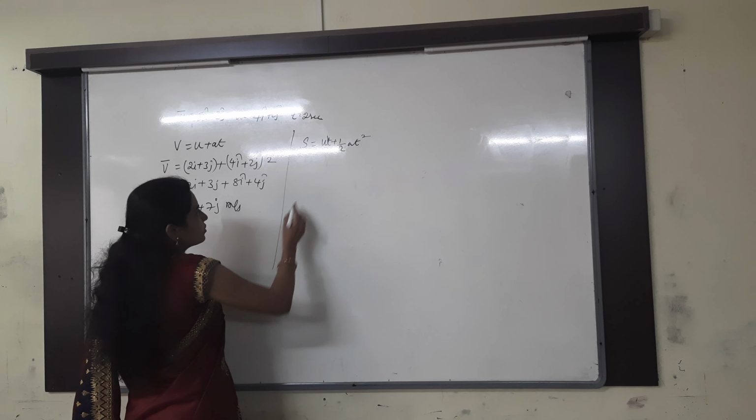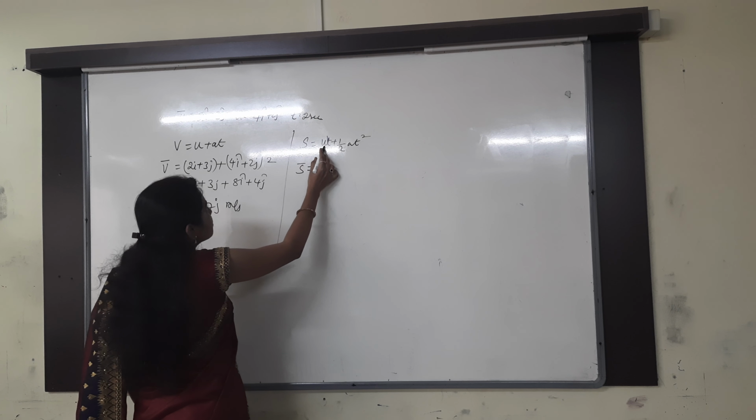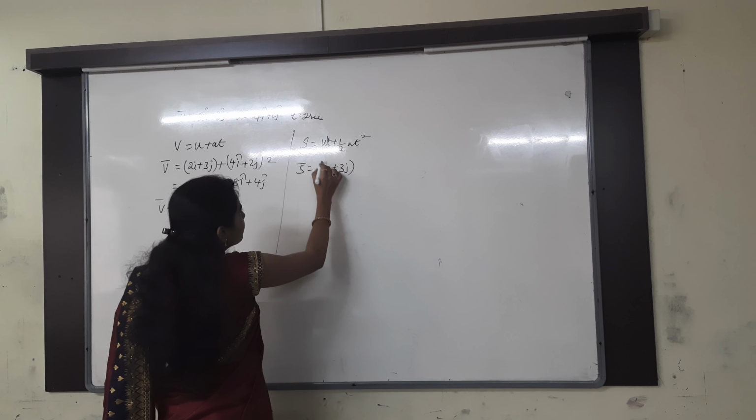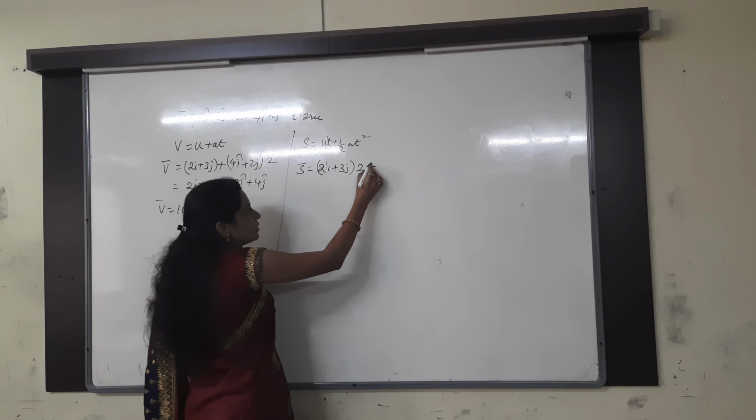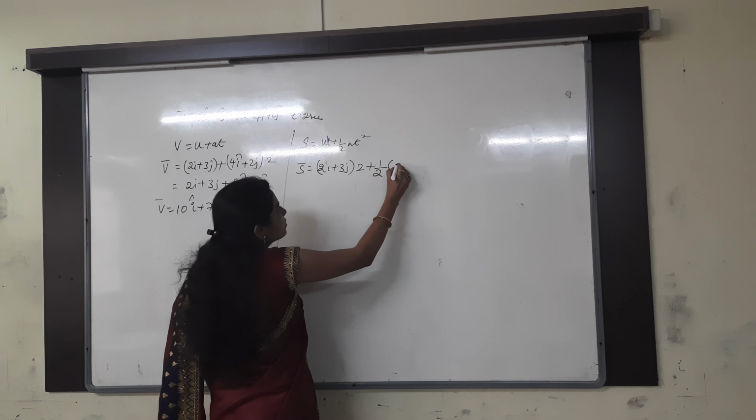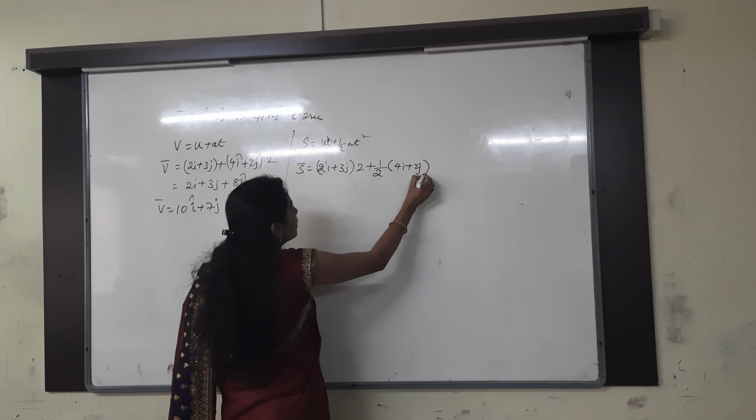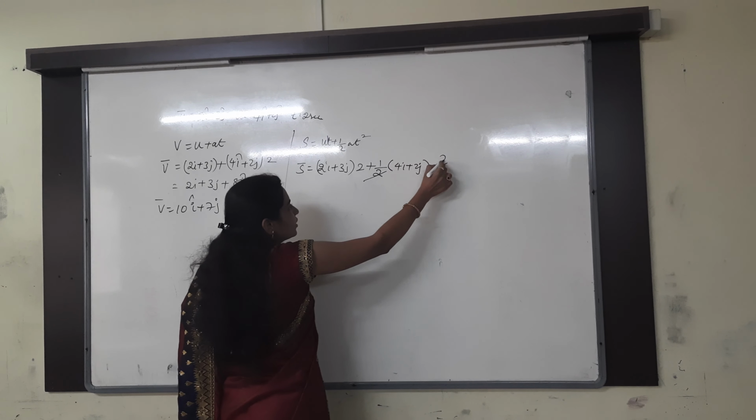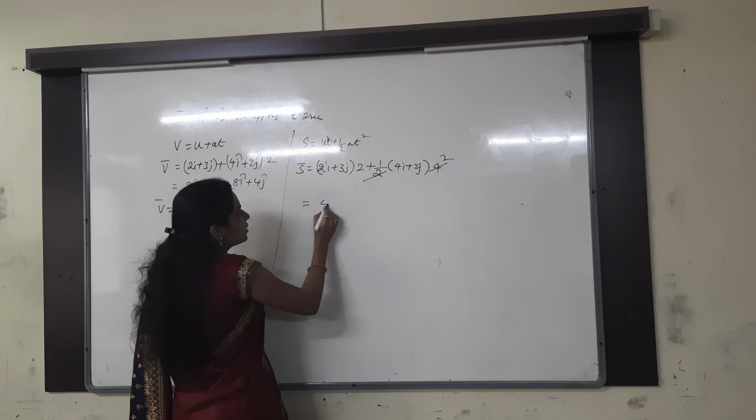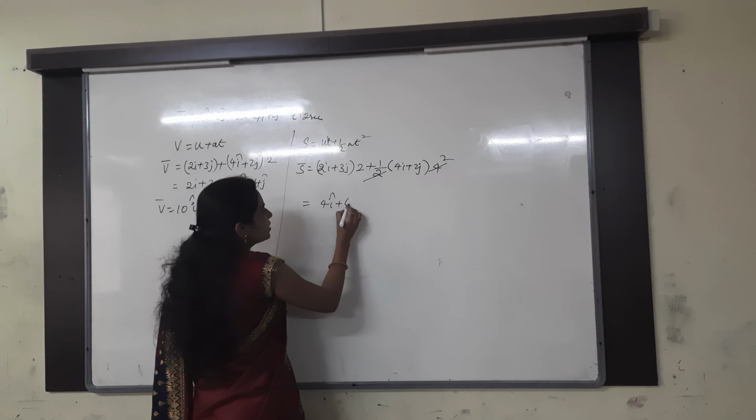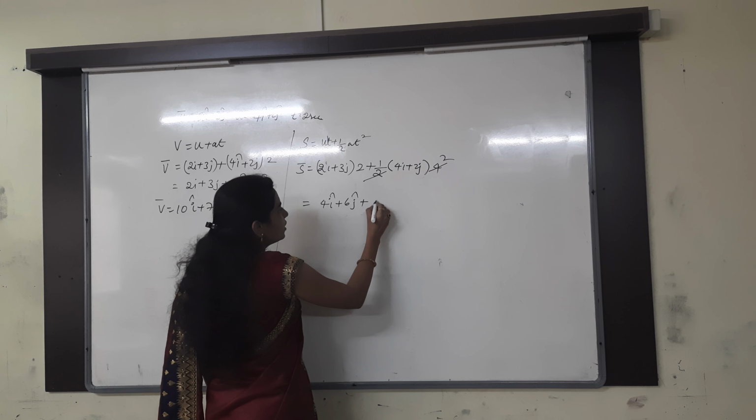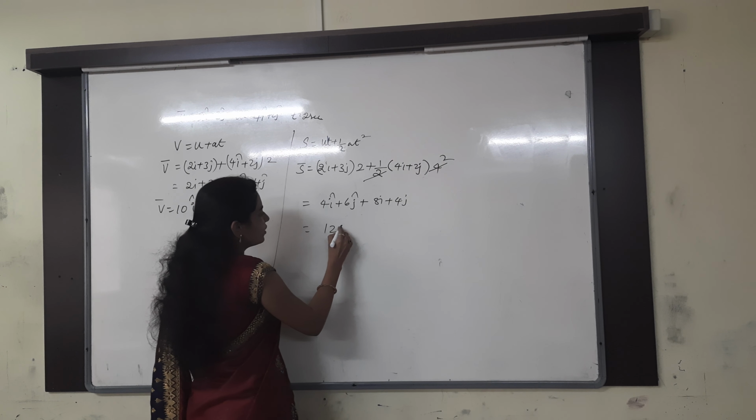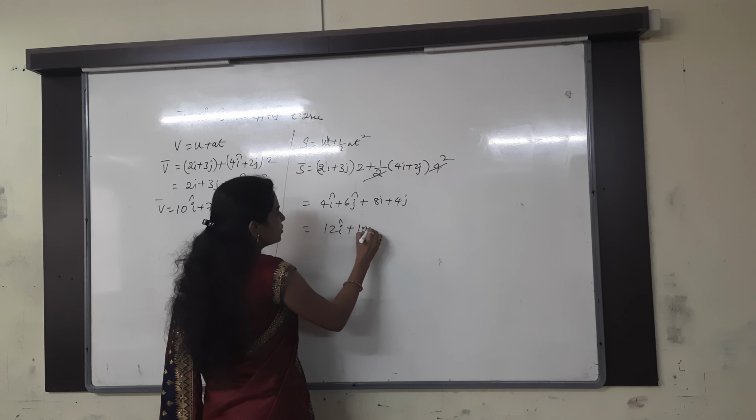Next, s bar is equal to displacement. s bar is equal to u bar into t. u bar is how much? 2i cap plus 3j cap, into time, how much? 2 seconds, plus half into a, how much? 4i plus 2j, into t square, nothing but 4 we will get. Then this will be of course 2 only again. So here this will be how much? 4i cap plus 6j cap plus this will be 8i plus 4j. 4i, 8i, 12i will be there, plus 6 plus 4, 10j.